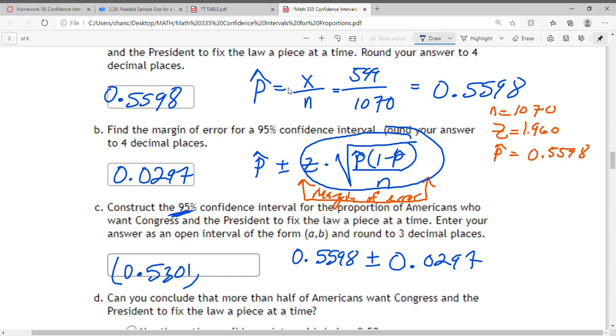We will do 0.5598 plus 0.0297, and that gives me an upper limit of 0.5895.